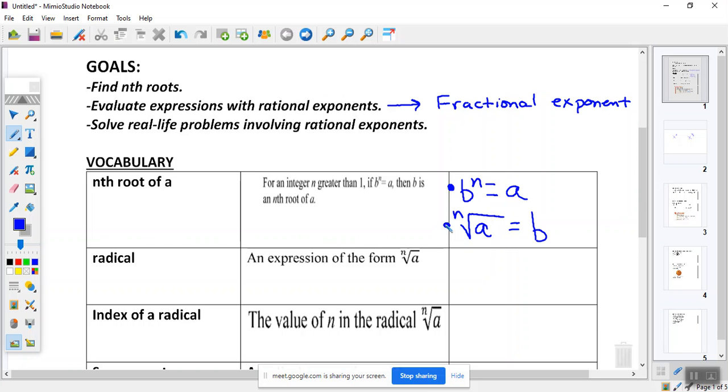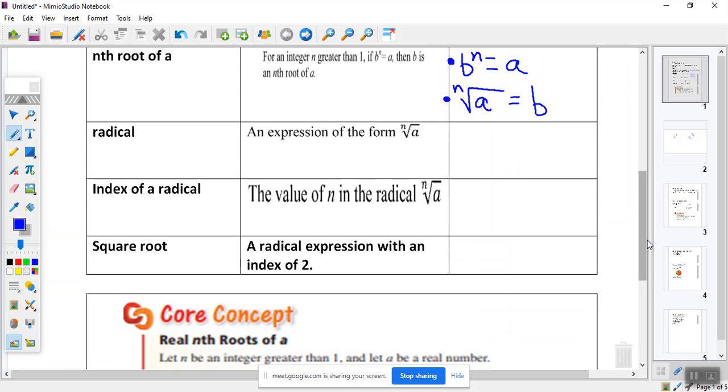Okay. Guys, a radical. A radical is an expression that has basically this root sign in it. Okay? It's going to be an expression of the form where you have this radical sign in here. So which of these expressions up here is a radical expression? First one or second one? Second one. Okay? So an example might be the 5th root of 32. That is a radical. Okay? That's pretty cool.